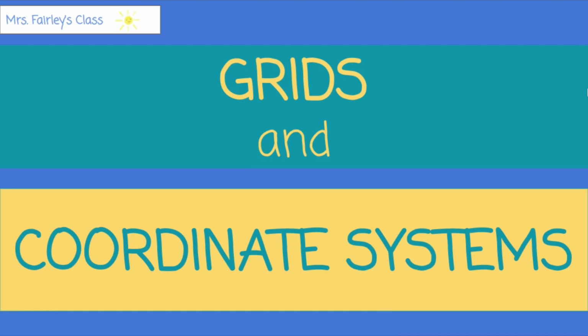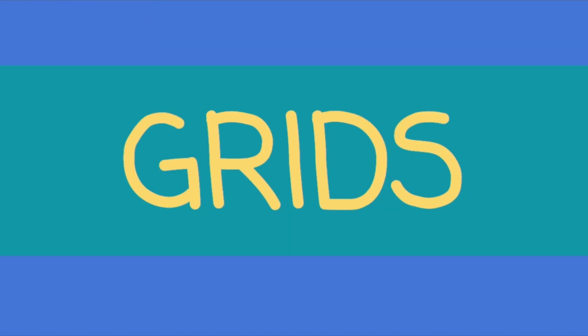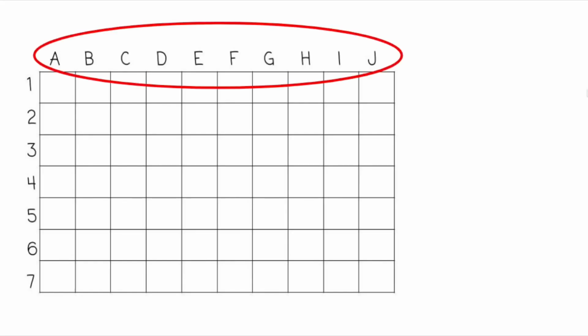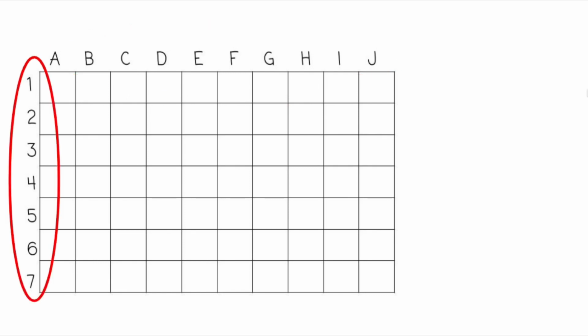Hi friends, today we're going to talk about grids and coordinate systems. Let's look at grids first. We have letters written horizontally across the top of the grid. Along the side, we have numbers written vertically.